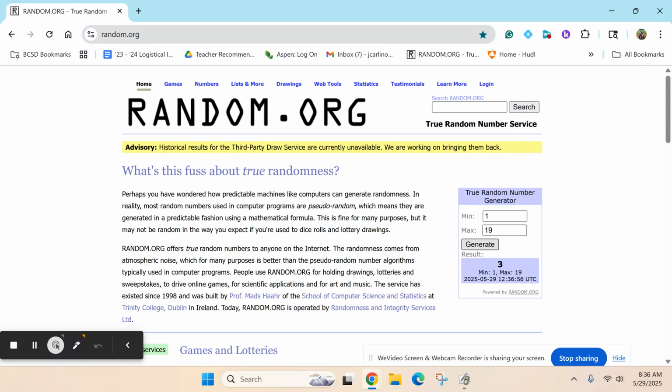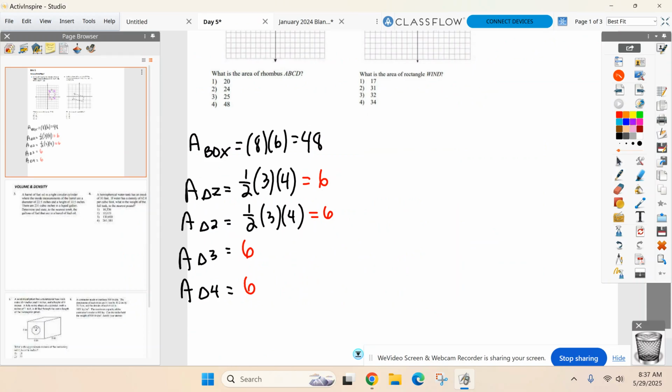What do you got, Juliana? What do I got to do with all those? Good job. Subtract them all out from 48, and then we'll get our area of our rhombus, which I believe ends up being 24. We're not going to do it here in review.